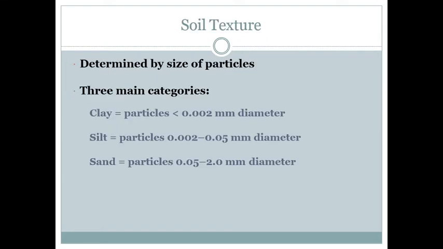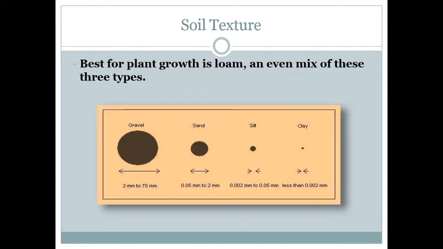Now, in determining the size of particles, there are three main categories for soil texture. For clay, the particles are actually less than 0.002 millimeter in diameter. For silt, the particles are approximately 0.002 to 0.05 millimeter in diameter. And for sand, the particles are 0.05 to 2.0 millimeter in diameter. So best for plant growth is loam, with an even mix of these three types. So we have the gravel, the sand, the silt, and the clay.